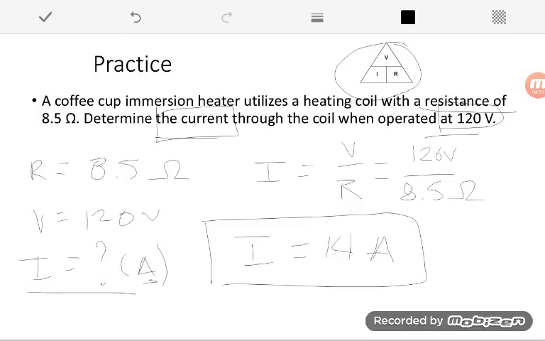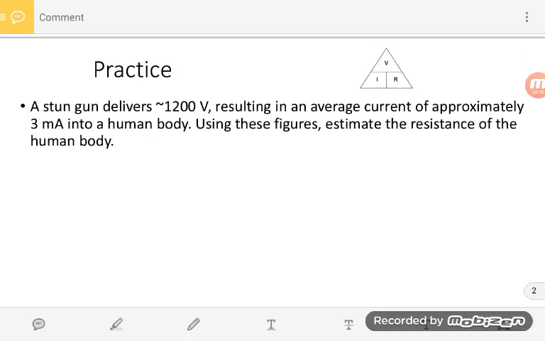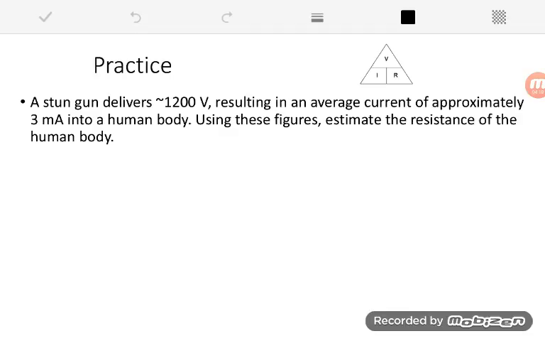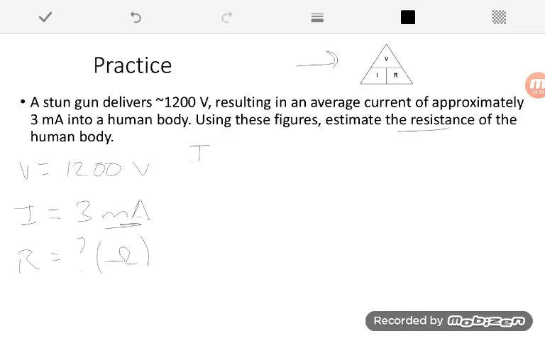Let's look at another example where my units aren't perfect before I need to plug them in. A stun gun delivers about 1200 volts, so my voltage is 1200 volts, resulting in an average current of approximately 3 milliamps into a human body. Using these figures, estimate the resistance. So I don't know my resistance, which is always measured in units of ohms, of the human body. We have the three pieces that go into the triangle, but my current isn't in amps yet, it's in milliamps. So when that's the case, we just need to do a quick conversion.